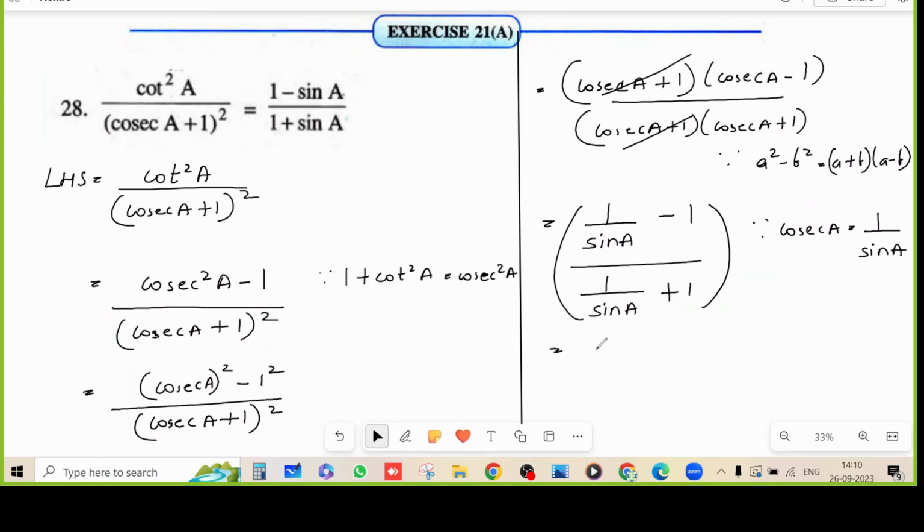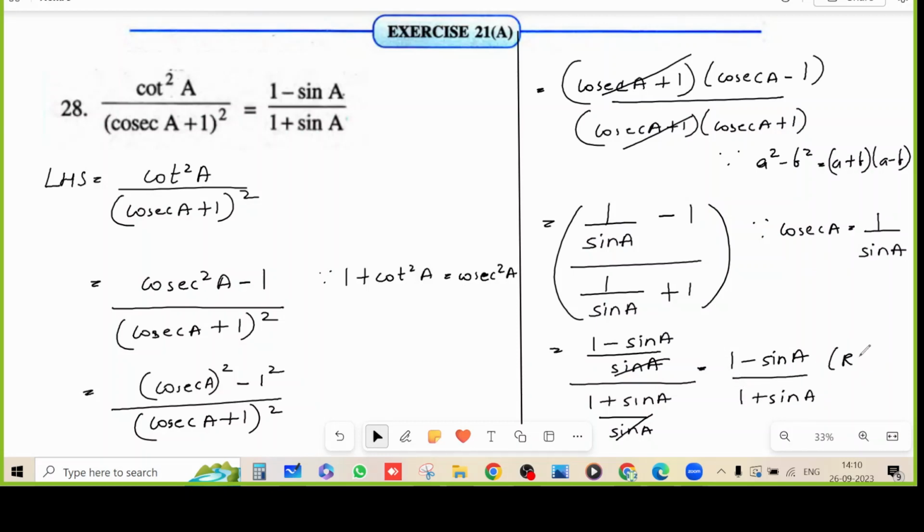Now we will take the LCM here. So this will become 1 minus sine A divided by sine A, and in the denominator it will become 1 plus sine A divided by sine A. So sine A and sine A will get cancelled out, and we are left with 1 minus sine A divided by 1 plus sine A, which is equal to the right hand side, and hence we have proved that the left hand side is equal to the right hand side.